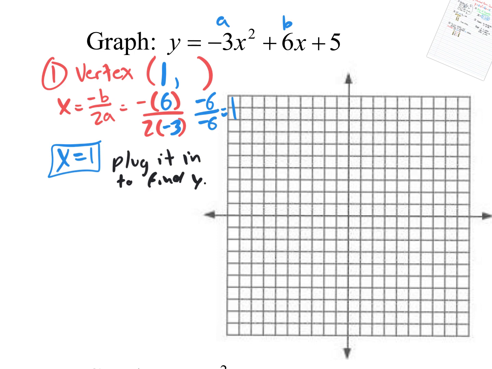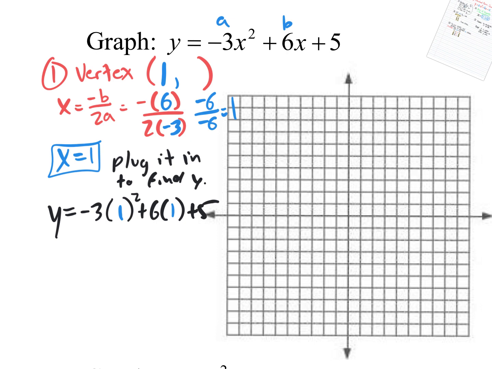Okay? So plug it into what? Into the original. So I'm going to write it out. Y equals negative 3x squared, but instead of x I put parentheses, plus 6x, instead of x I put parentheses, plus 5. And inside those parentheses I put the 1 that I'm substituting in for x, because I know that x equals 1, because I used the vertex formula to find out x.